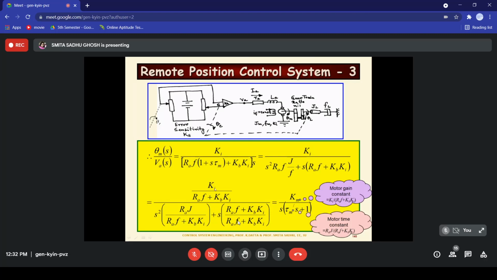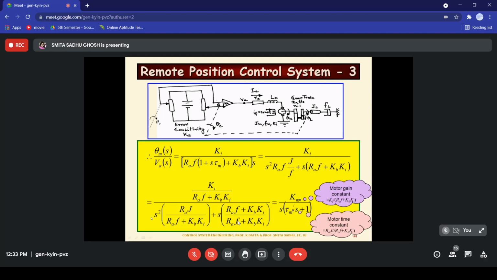So all of these are constants. Ki is a constant, Ra is the armature resistance, it's a constant. F is the viscous friction coefficient, which is a constant. Kb is the back EMF constant. Ki also is a constant. So the numerator amounts to a simple constant, which is denoted as Km and is called the motor constant, the motor gain constant, given by Ki by RAF plus Kb Ki. So that is the entire numerator denoted by Km.